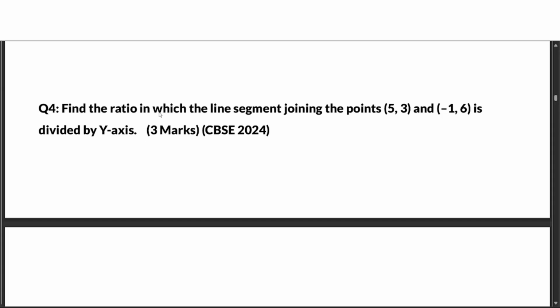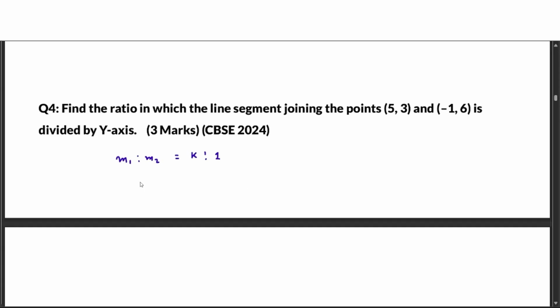It is saying find the ratio in which the line segment joining the points 5 comma 3 and -1 comma 6 is divided by the y-axis. Okay, simple. So here we have been given 2 coordinates, and we have to find the ratio. So we can say based on that m1 is to m2, k is to 1. Hope you remember we have solved such questions in the coordinate chapter also. So if you want, you can check the description box for the coordinates video.